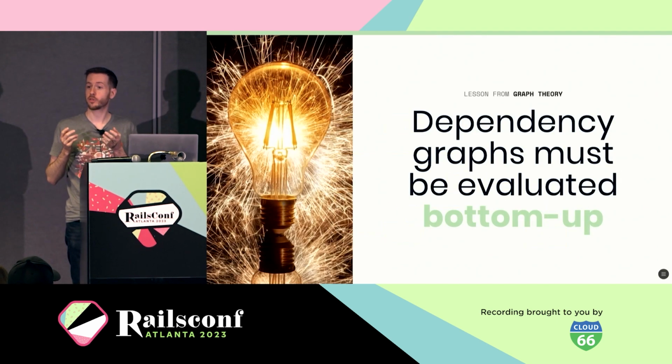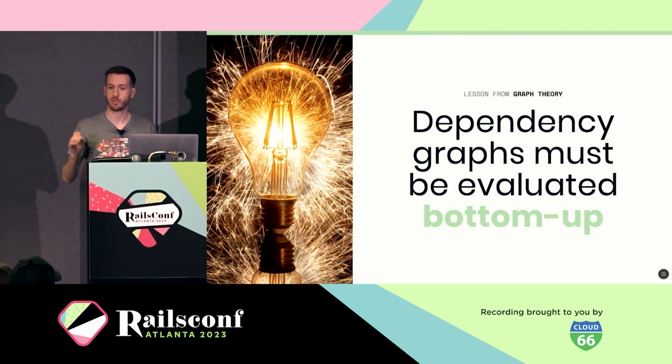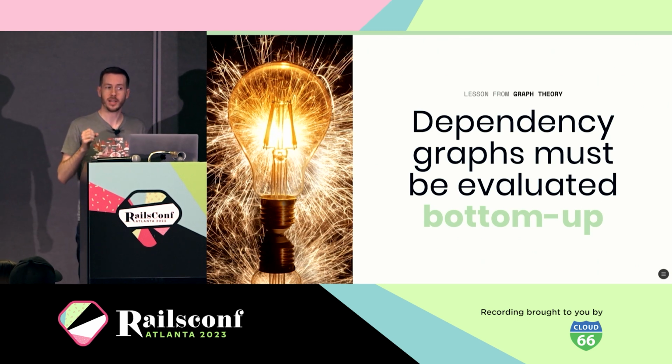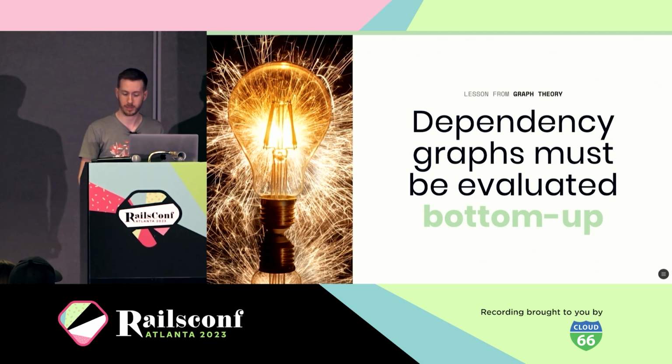A lesson that we can learn from graph theory here is that dependency graphs should be evaluated from the bottom up. You start with those terminal nodes that have no dependencies and kind of work your way back. When you work in that way, you can evaluate each node on its own without having to deal with any of the surrounding work that has to happen.